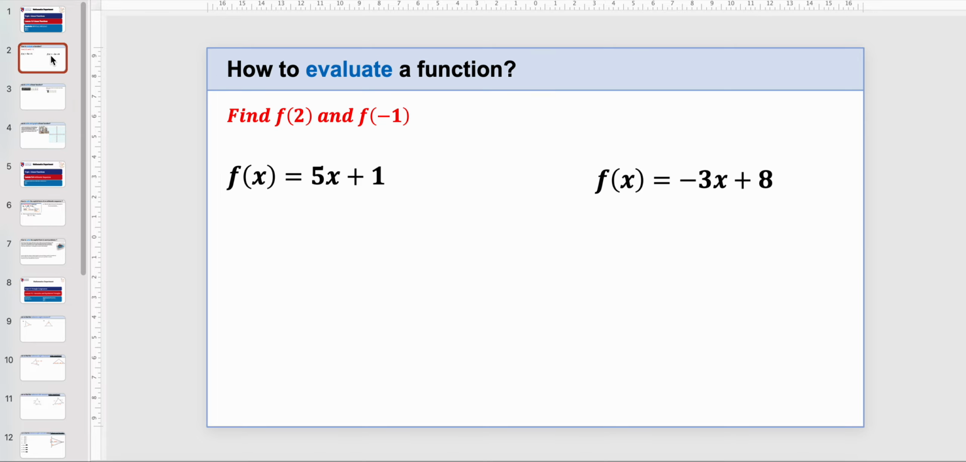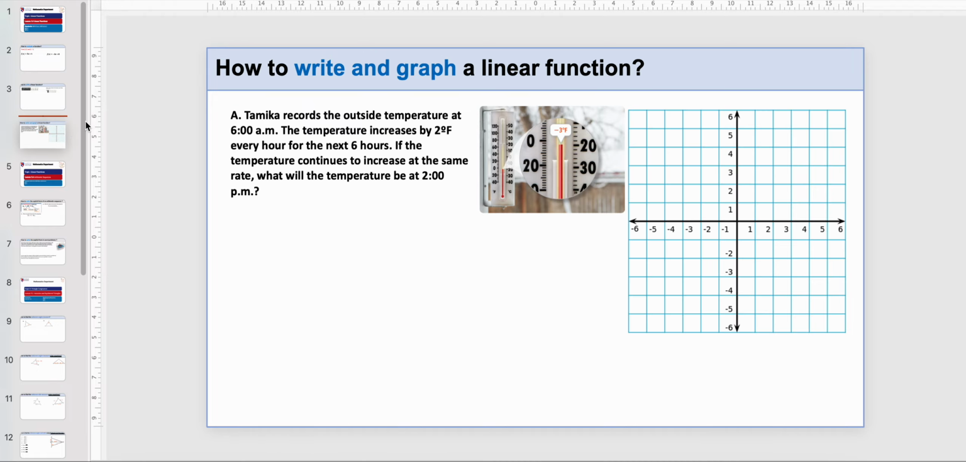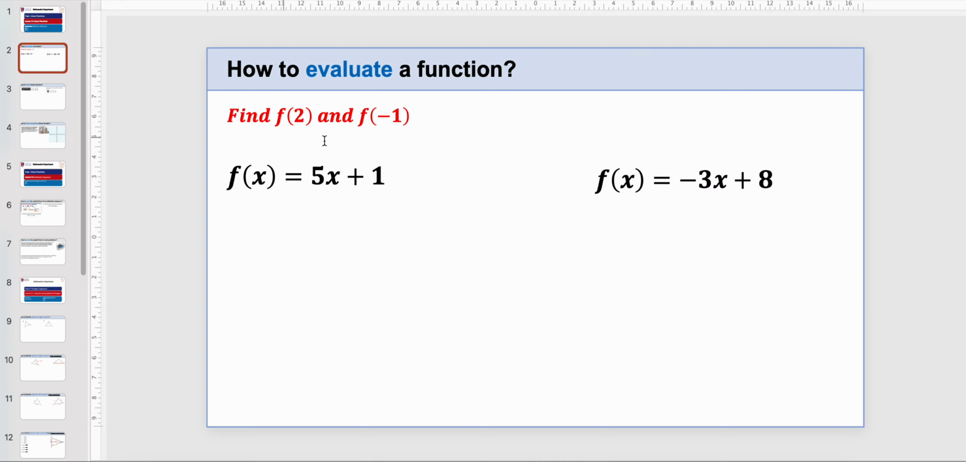In the video, we will explain only the main ideas of this lesson, and this lesson has only 3 ideas. Evaluating functions given a value of x, writing a function given a table, and maybe probably graph it as well, writing a function given a word problem and graph it.